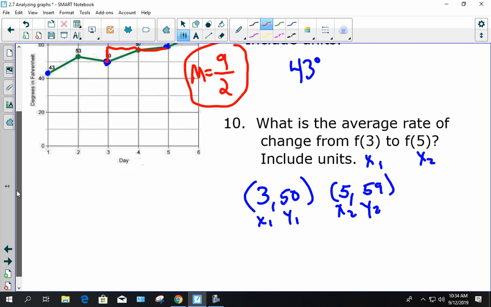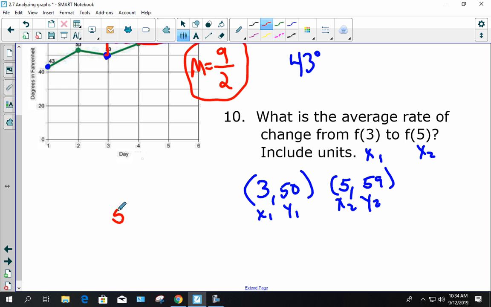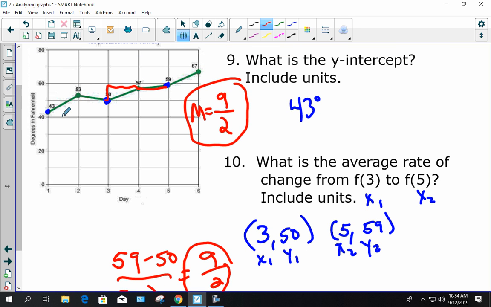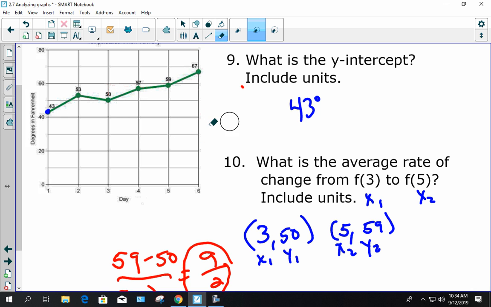Now, just to show you that this is correct, let me put it in here. 59 minus 50 over 5 minus 3. This equals 9 over 2. So if you're not comfortable with counting the units, because they're not always 1 and 2s and stuff like that, please, please, please use y2 minus y1. Obviously, I'm going 50 to 59. I'm going to go up 9. That's my top number. And then I'm going to go over 1 day, 2 days. That's my bottom number.